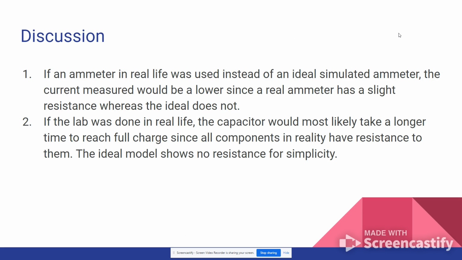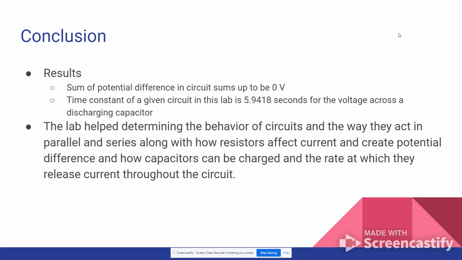For the discussion questions, if an ammeter in real life was used instead of an ideal simulated ammeter, the current measured would be lower since a real ammeter has a slight resistance, whereas the ideal does not. If the lab was done in real life, the capacitor would most likely take a longer time to reach full charge, since all components in reality have resistance to them. The ideal model shows no resistance for simplicity.